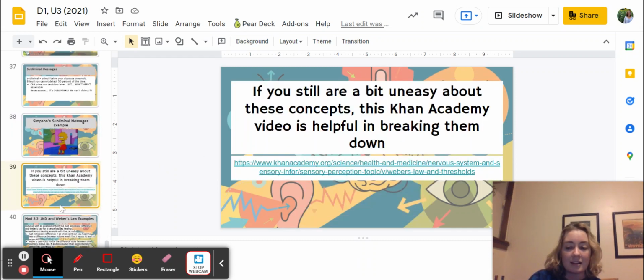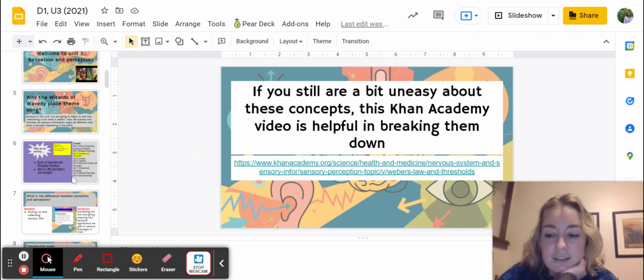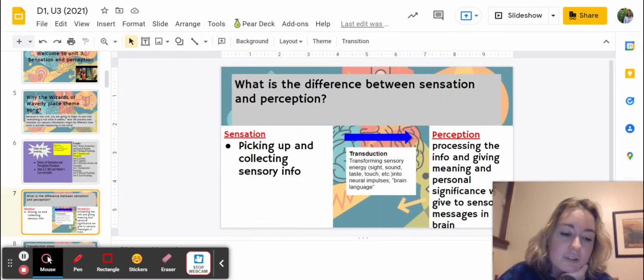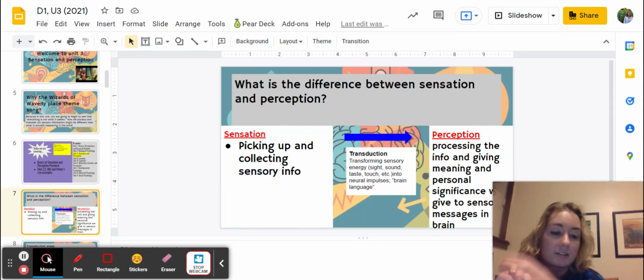So that's mainly all I have for you. That's just the basics of sensation and perception. Then in future days we're going to get into vision, how that works, hearing, how that works, and then some of our other senses like vestibular, taste, etc.